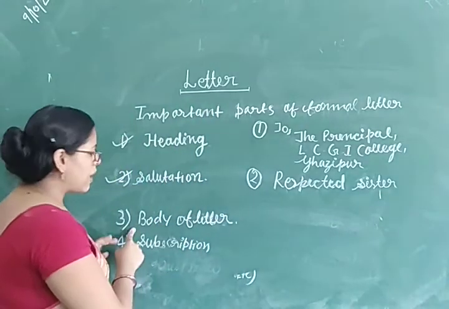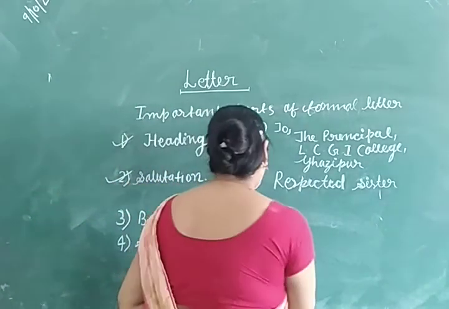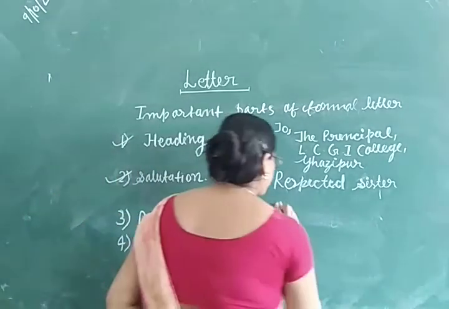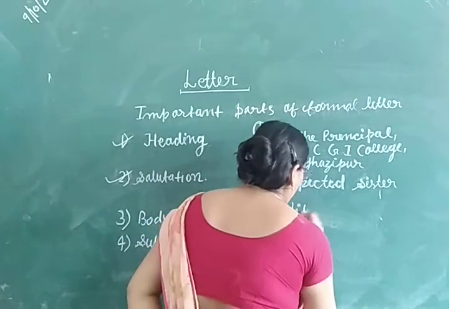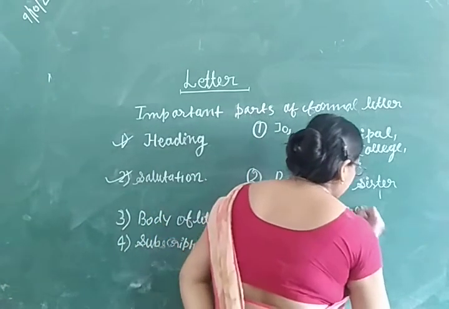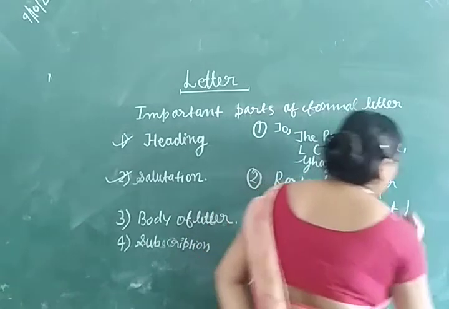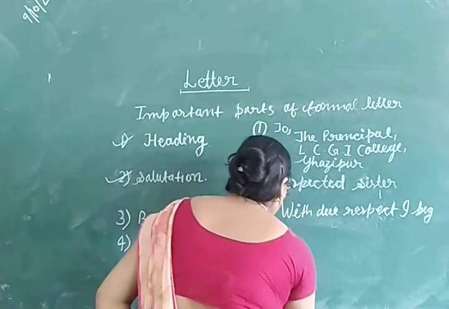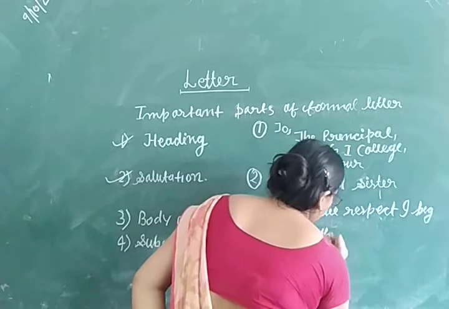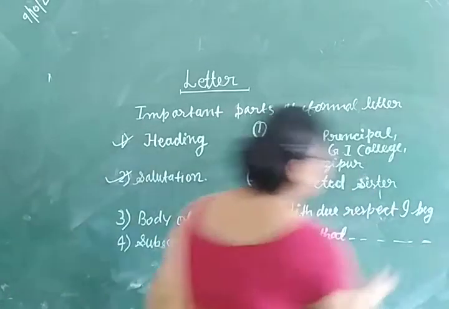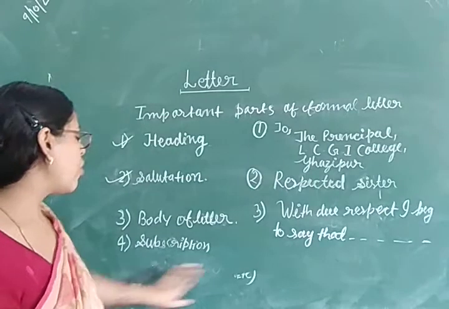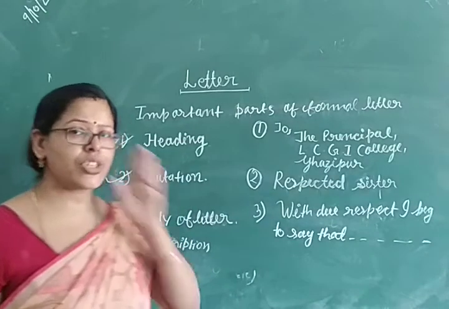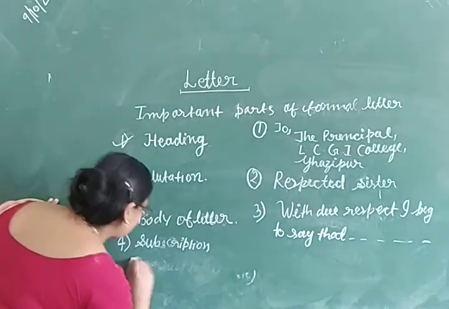Now come to the next part, body of letter. This one is what? Third part. In the third part, you will start writing like this, with due respect. At first, you will start writing with due respect, I beg to say that, then whatever you want to write. Alright? Now come to the last one, subscription. What you will write at the end of the application. On the left hand side you will write, thanking you.